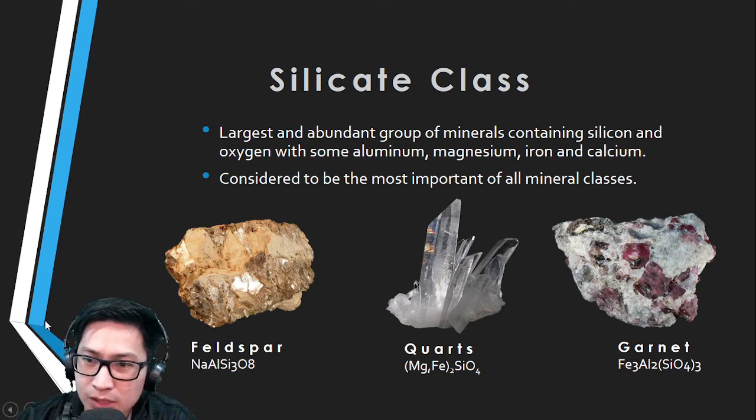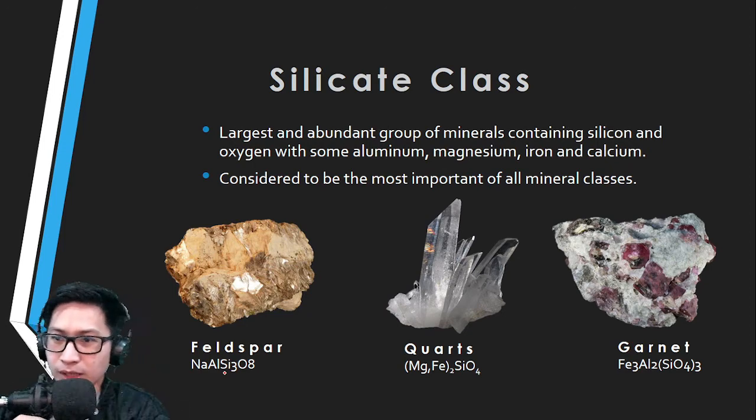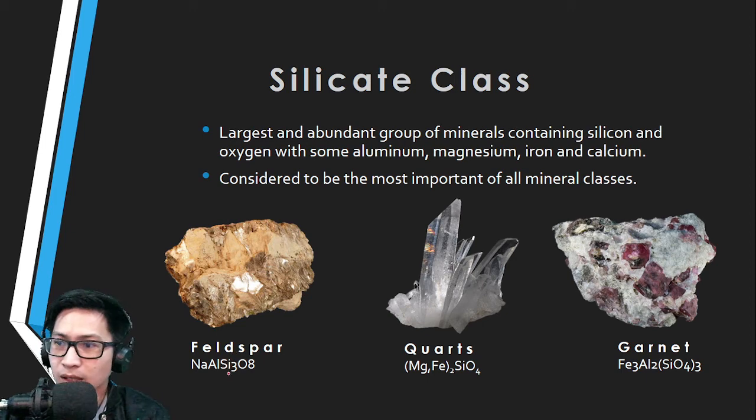Kung papansinin po ninyo ang feldspar, we have here the atomic composition or the chemical formula of feldspar. We have the sodium, aluminum, silicon, and oxygen. We have the silicon and oxygen here. That makes it a silicate. Okay? Next, we have the quartz, made up of magnesium, iron, silicon, and oxygen. That makes it a silicate. Lastly, we have the garnet. We have the iron, aluminum, and silicon and oxygen. That makes it a silicate.